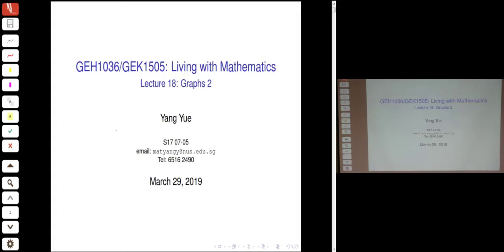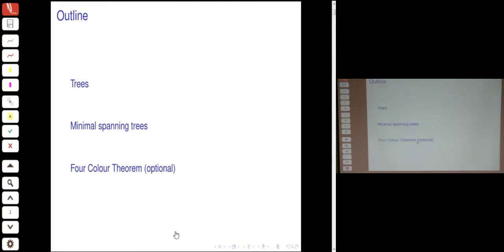Okay, so time to continue. Today we are continuing our lectures on graph theory. There are some interesting topics. Half of them will be optional again. All the interesting topics are optional. So let me show you what the plans are.